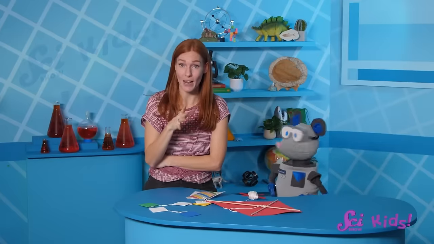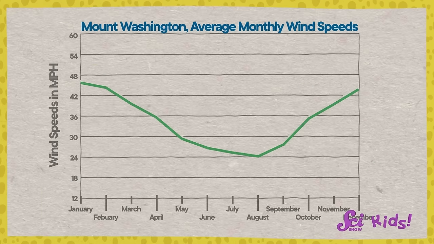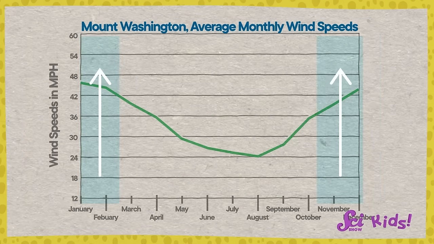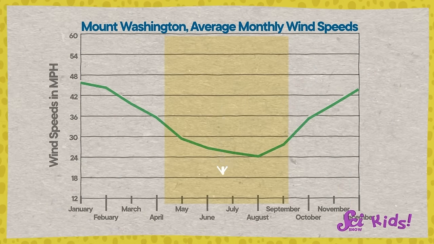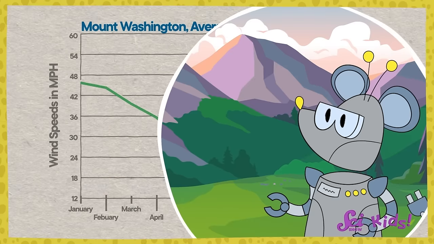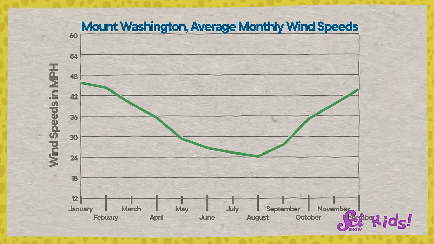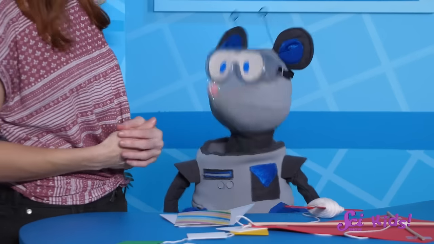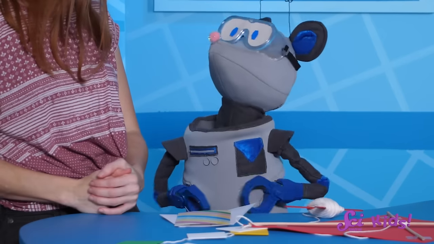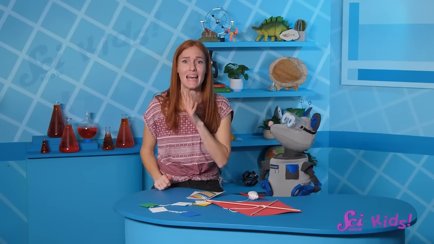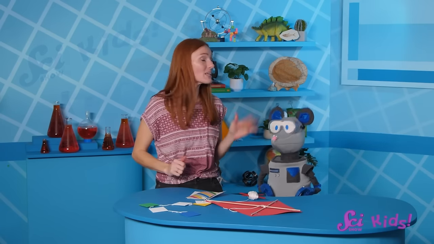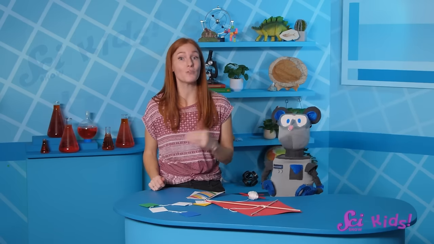Oh yeah, that's right. The average wind speed is faster in the winter and slower in the summer. So if you wanted to take a trip to the mountain, you could use a graph like this to help you plan ahead. Oh, that is an excellent question, Squeaks. He wants to know how people know how fast the wind is going.